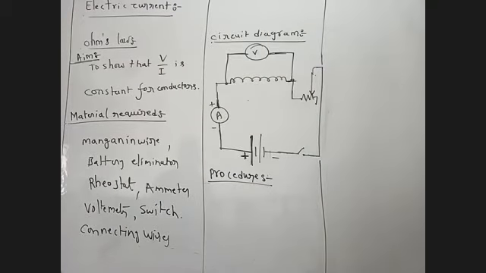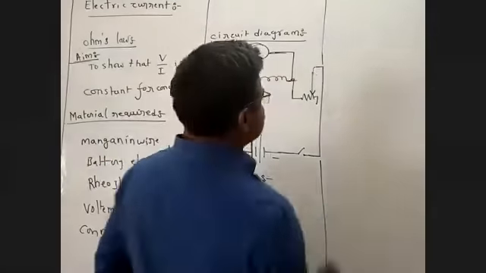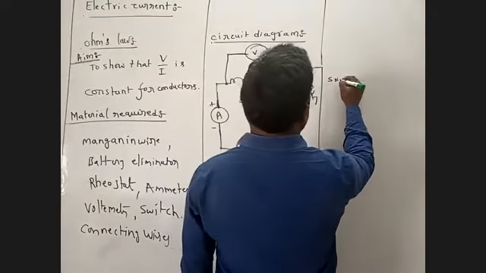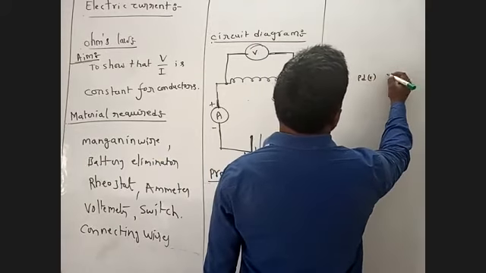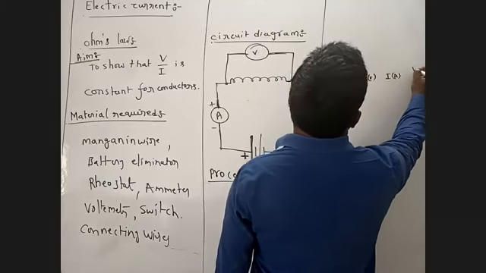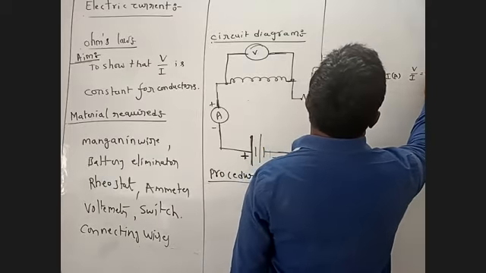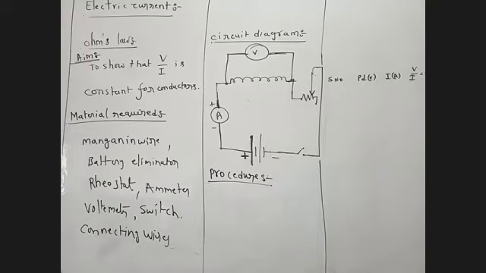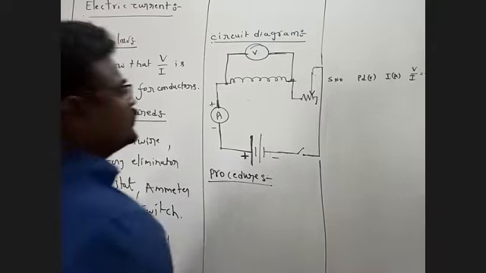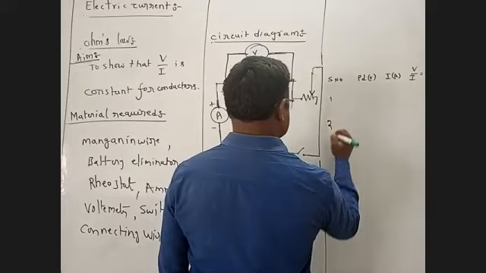Now the circuit is running. What we are going to show is the serial number, potential difference, and current in amperes, and V by I is a constant. And I'm taking the readings.